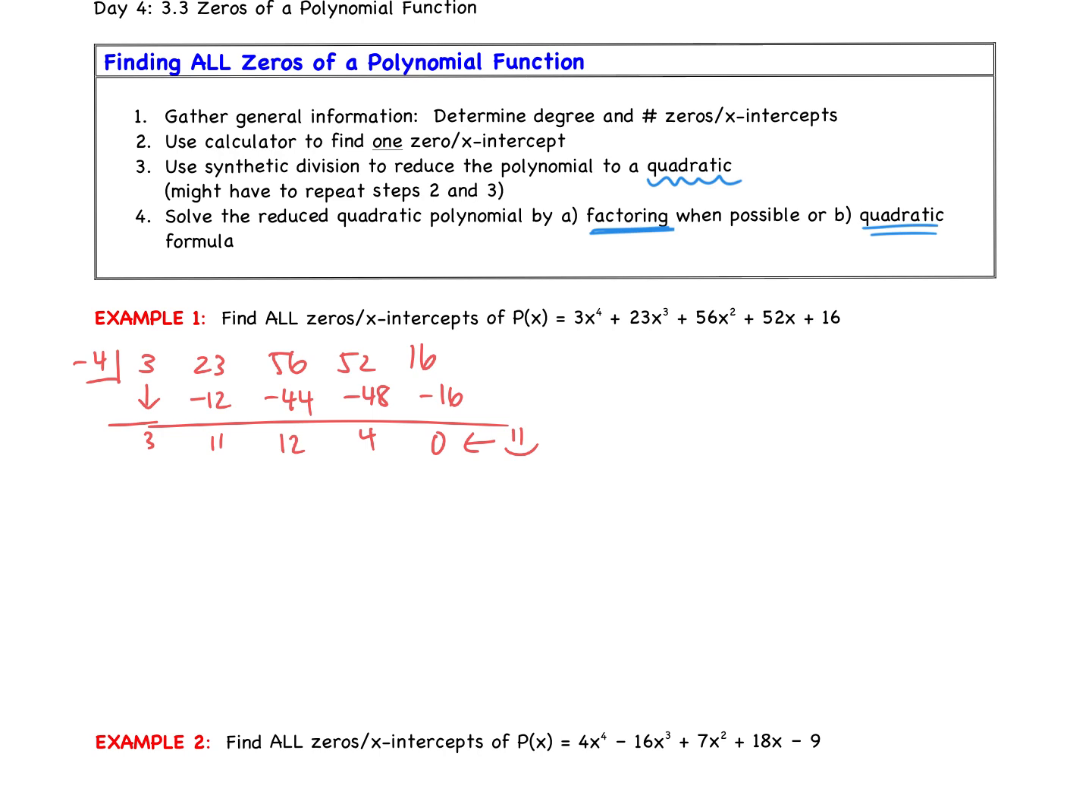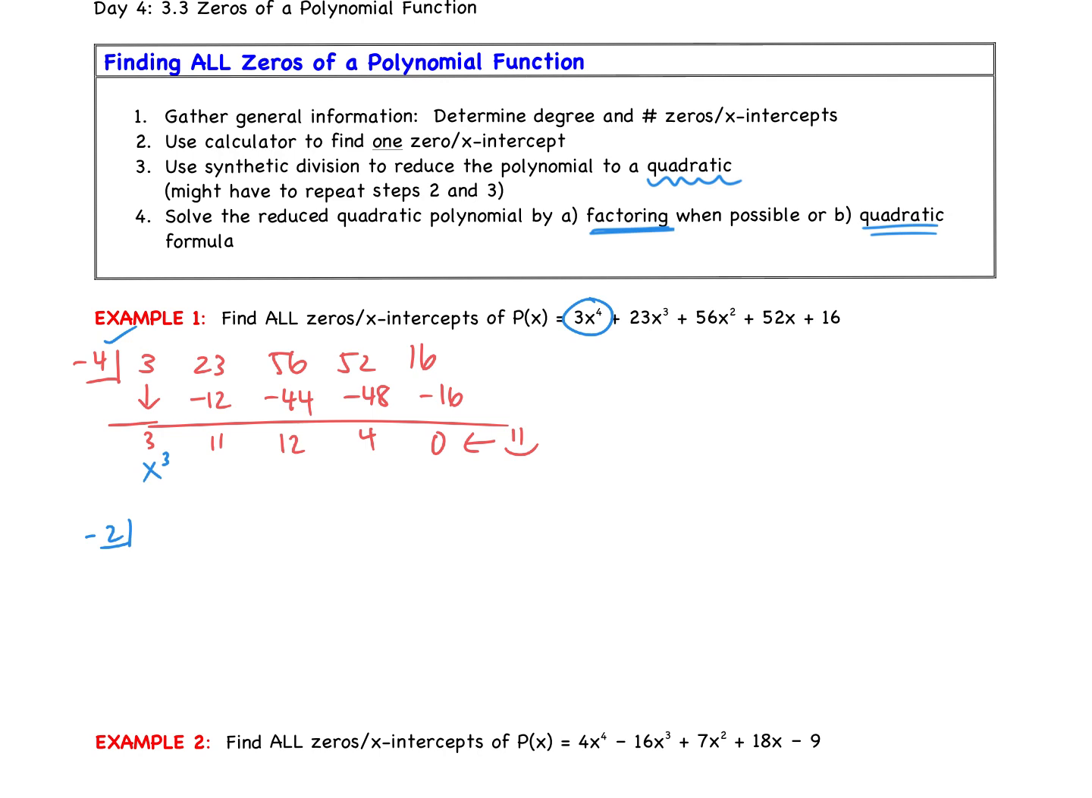Now, it says that we need to use synthetic division to get our polynomial down to a quadratic. We started with x to the 4th. So when we do synthetic division once, we are now down to x to the 3rd. That's not a quadratic. Quadratic is x squared. So what that means is we're going to have to do synthetic division one more time. We already used -4, and that worked out for us. We also said we think maybe -2 is a 0.